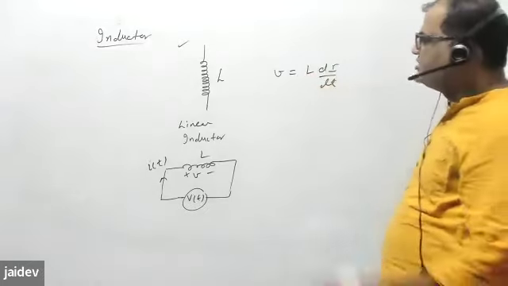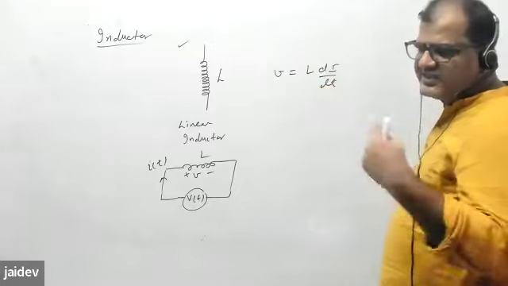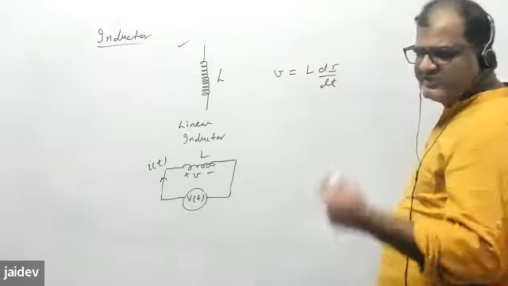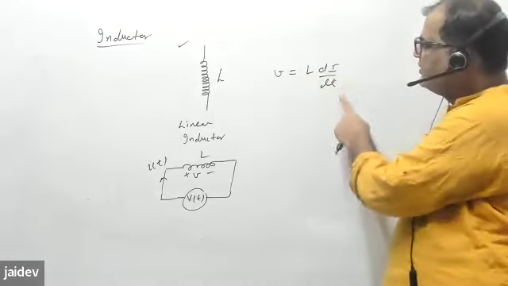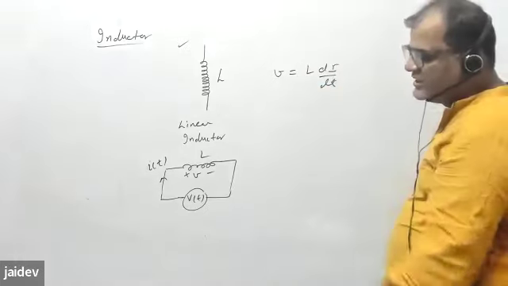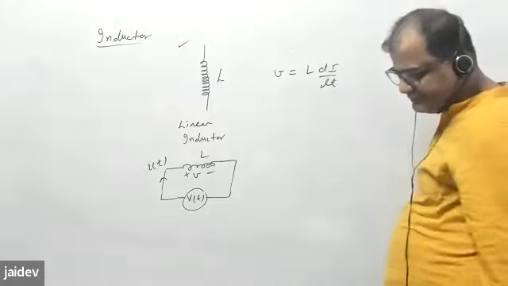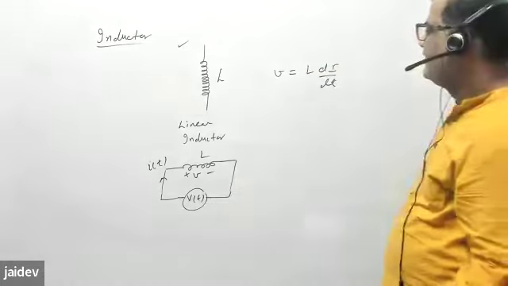So whenever there is a change in the current, an inductor will resist this change, and a voltage will develop across the inductor, whose value is L di by dt, depending on the ratio di by dt. The more the change in current, the more voltage will develop, which will try to balance the opposite voltage.